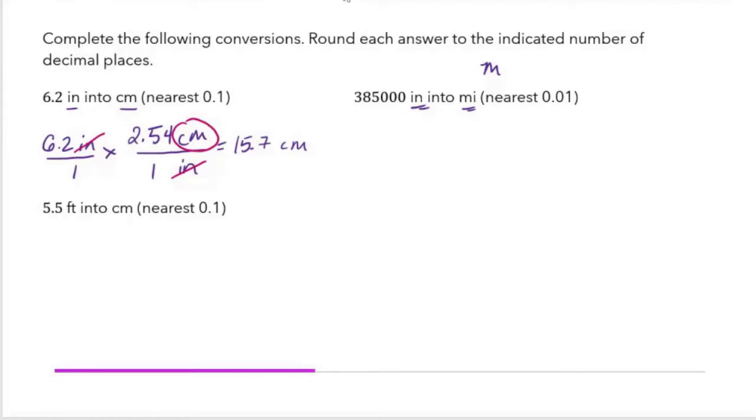And it turns out that there's no direct link between inches and miles. But there is a link from inches to feet and from feet to miles. So for this question, I'm going to have to do two conversions. I'm told that 12 inches is equal to 1 foot. And 5,280 feet are in 1 mile.